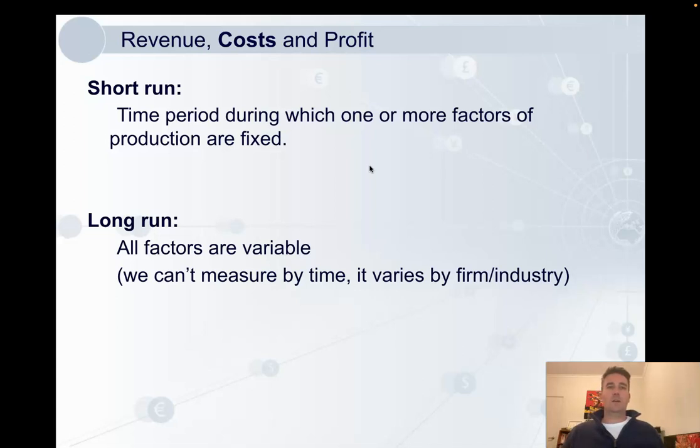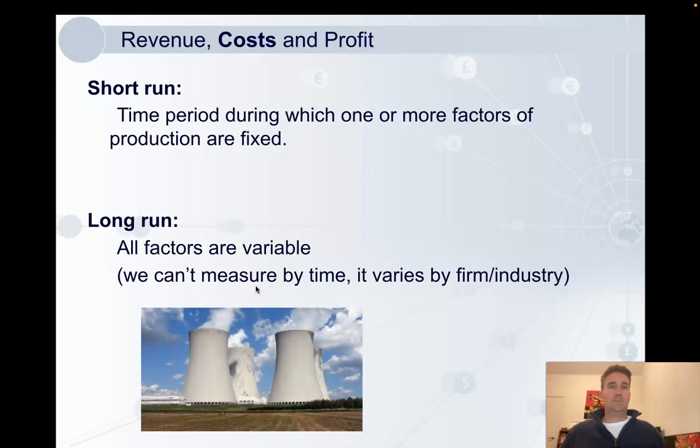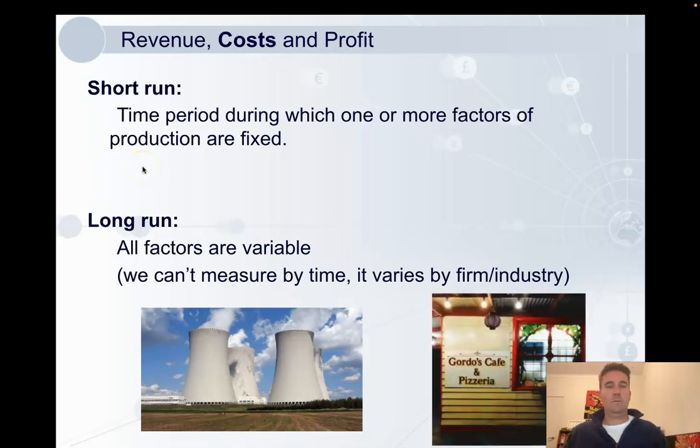In the case of, say, a nuclear power plant, to build another reactor, that might take many years. That's its long run. Could be decades even, I believe. Compare this to, say, a pizza place, my local pizza place. It could change its entire operation well within a year. So its long run is very short. So it's not a distinct period of time. That's the point we need to get around.